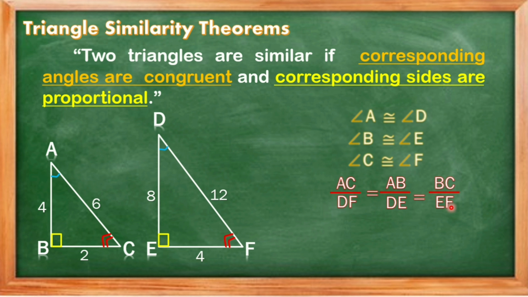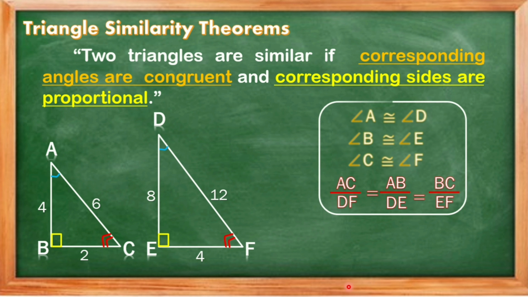So, hindi natin kailangan isolve ang lahat ng ito. So, pwedeng ito lang, yung first and second pair. Pwede rin yung second pair and third pair. O di kaya yung first pair at saka yung third pair. So, depende sa problem. Okay, so bale, ito yung pinaka-basis natin kapag tayo naghahanap ng mga missing sides ng similar triangle. Okay, so let's say dito sa ating figure, si AC over DF ay equal daw kay AB over DE, at equal din kay BC over EF.